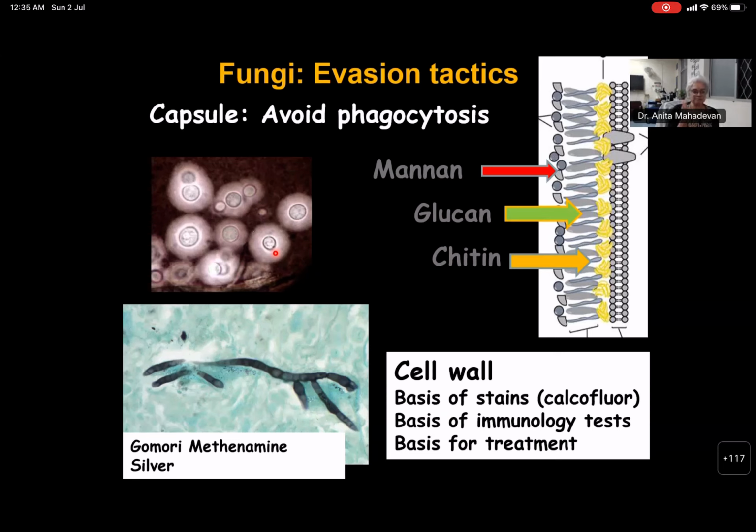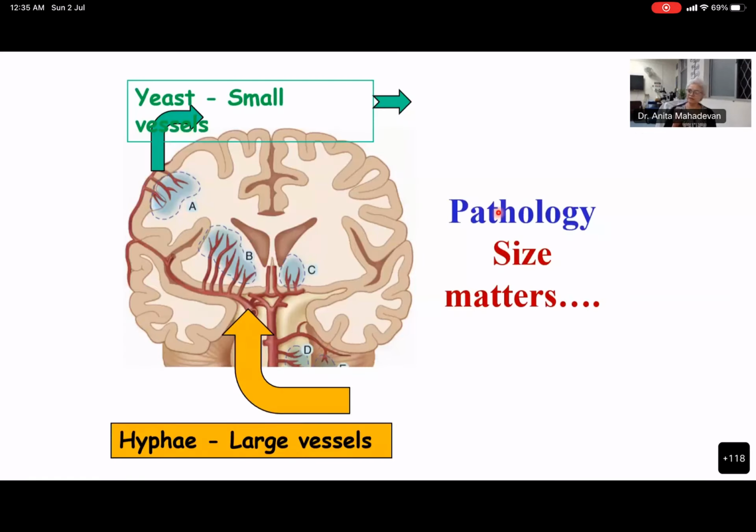Okay, so it has three parts. The capsule, you have a mannan, you have glucan and chitin. You need to remember this because this is the basis for all of the immunological tests that are there. Like, for instance, you have beta-D-glucan testing. You have the mannan testing for Aspergillus. All of these are components of the cell wall. So it's a very, very important anatomy of the fungus which protects it from our immune system.